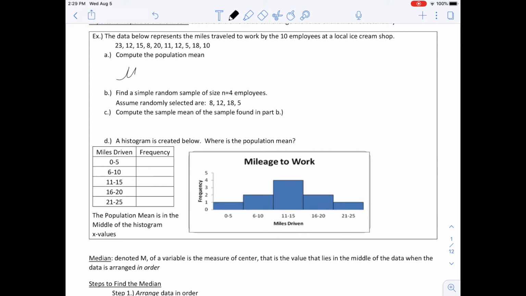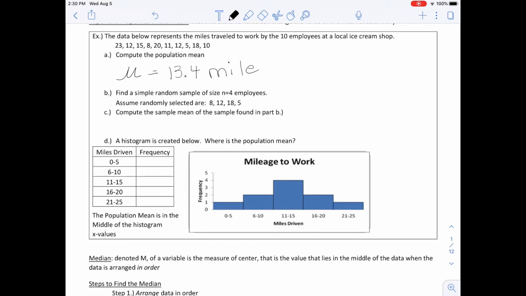To symbolize a population mean, we use that symbol mu. If we take those values, add them all up and divide by 10, we get 13.4. The units that go with this are the units that we're discussing here, which is miles.